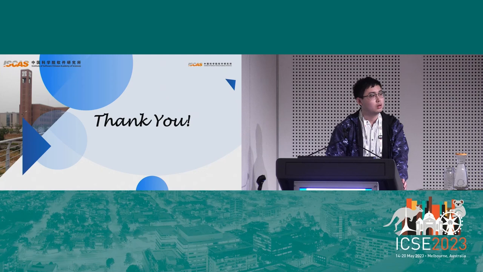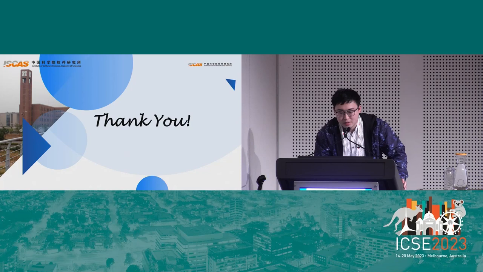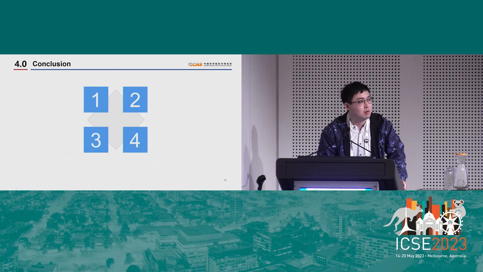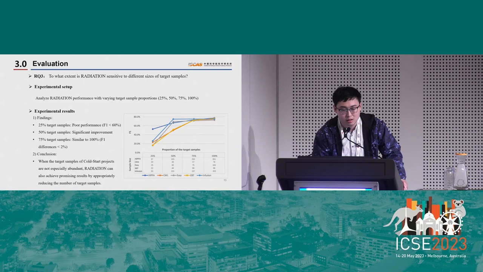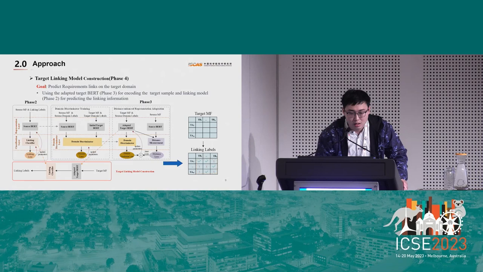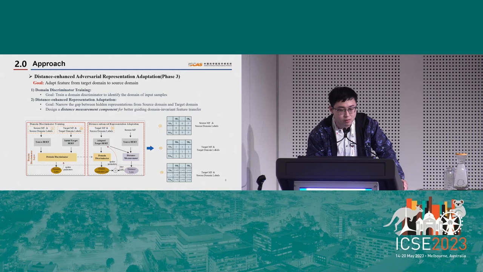I think the core of our approach is the adversarial-based approach, and these two components are to enhance the performance. The first component is to mask domain-specific features, which is for better learning domain environment features. And the second component is to introduce distance measurement into the adversarial-based framework, which can also improve the performance.